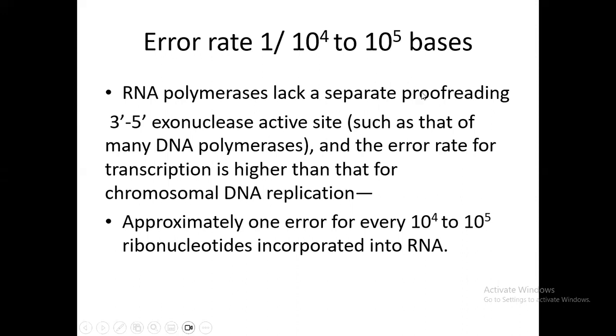This activity, known as the proofreading function, is absent in case of the RNA polymerase enzyme, and hence it makes comparatively more mistakes as compared to the DNA polymerase that is involved in the DNA replication process. So approximately we can have one mistake or error for every 10 to the power 4 to 10 to the power 5 ribonucleotides that are incorporated into RNA.